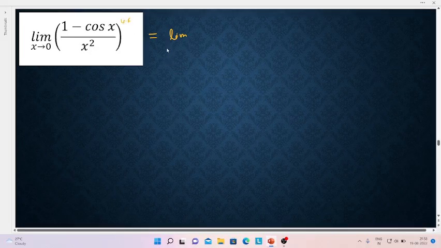So if it is an indeterminate form, that can be written as limit x tends to 0, you know, right. 1 minus cos theta can be written as 2 sin square theta by 2, right. 1 minus cos theta is equal to 2 sin square theta by 2, right. So similarly 1 minus cos x can be written as 2 sin square x upon 2, right. Similarly on the denominator what we have is actually x square, right.